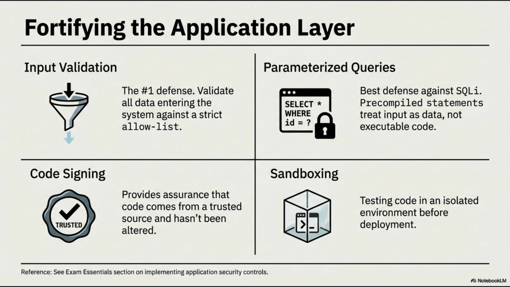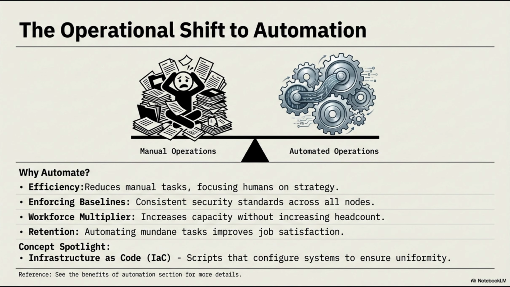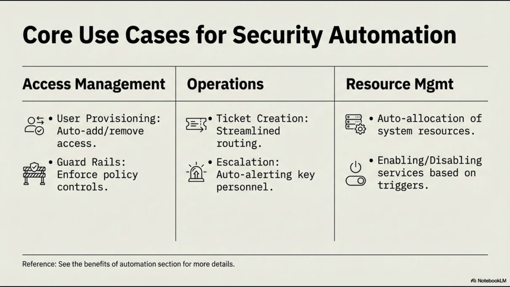To fortify the application layer, you're going to want to do input validation, parameterized queries, code signing, and sandboxing. And to shift to automation, you're going to want to do this because it increases efficiency, it enforces baselines, it multiplies your workforce capacity, and it also increases worker retention because they no longer have to do these mundane tasks. So IaC, or infrastructure as code, are scripts that configure systems to ensure uniformity.